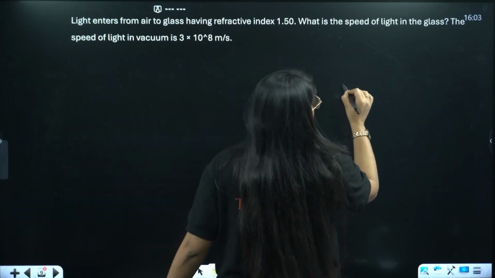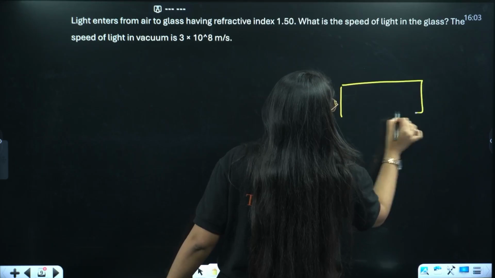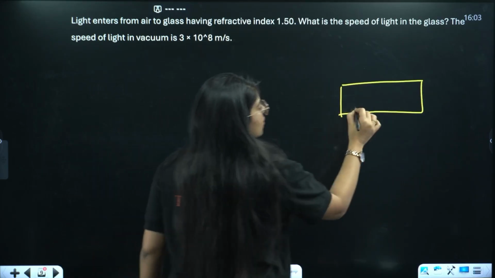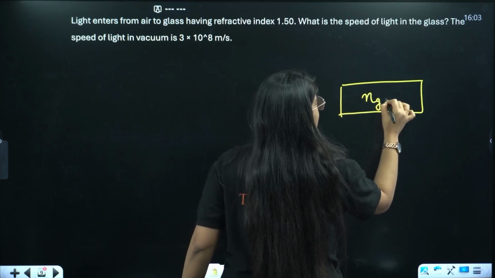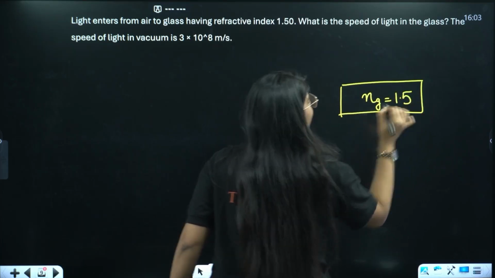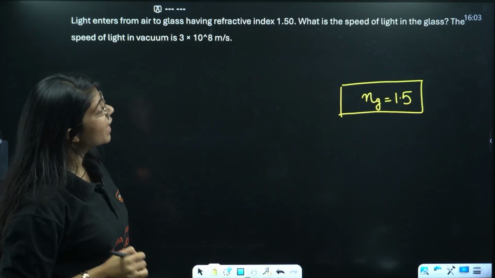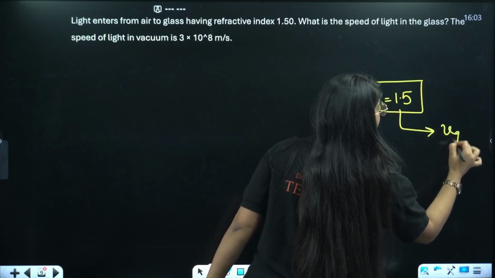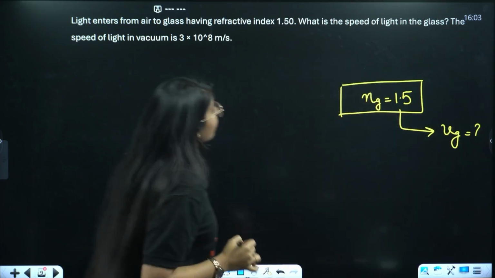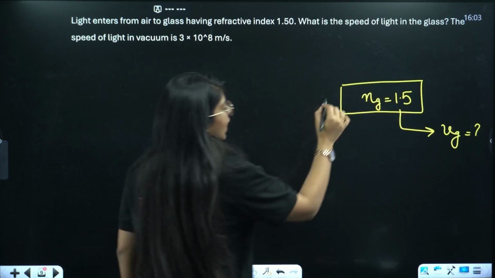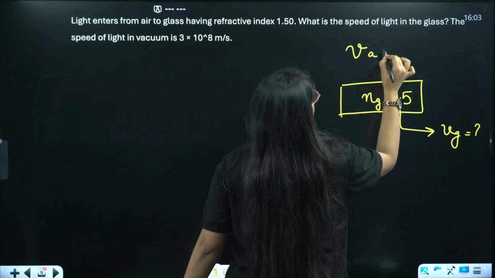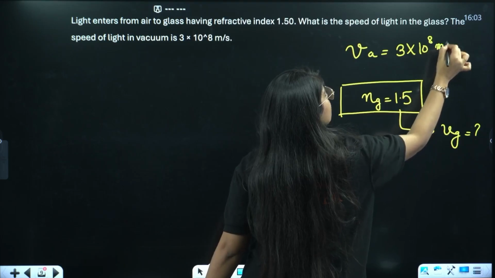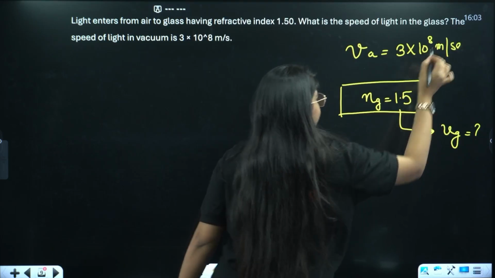This is air and let's say this is a glass having refractive index 1.5. So the refractive index of glass is 1.5. Understood? What is the speed of light in glass? We need to find the speed of light in glass. The speed of light in vacuum, that means air, is given as 3 into 10 raised to power 8 meters per second.